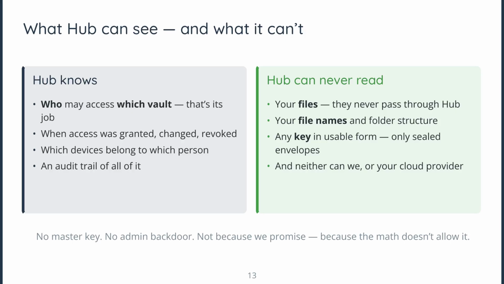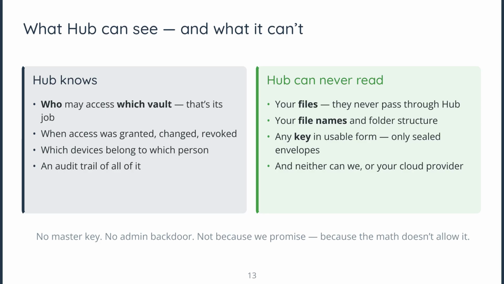So, what can Cryptomator Hub actually see and what can it not see? Mainly, Cryptomator Hub knows a bunch of metadata about the vaults and users. It knows who may access which vault, which is the whole point of Hub. It knows when access changes, which devices belong to whom, and it keeps an audit trail of all these events. But Cryptomator Hub can never read your files, file names, or folder structure. As with Cryptomator, you can store the vaults anywhere you want, and the storage is absolutely independent of Hub.